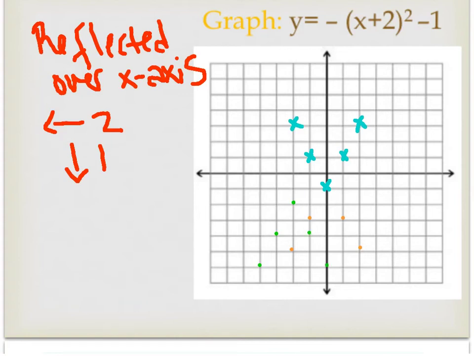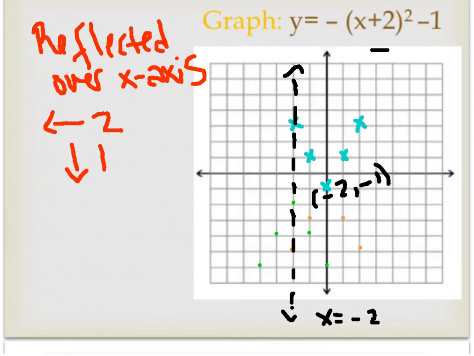Notice how you can still see the symmetry there, right? You can still see how we have symmetry through our vertex. Now remember your AOS is always the x coordinate of your vertex, which here is going to be -2. So our vertex here is -2, -1, which is exactly what it should be in my formula here. That's a good way to double check.